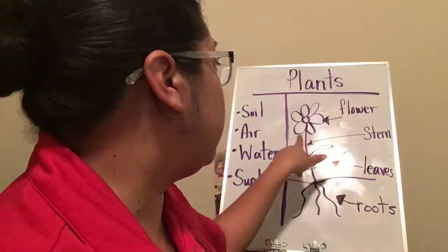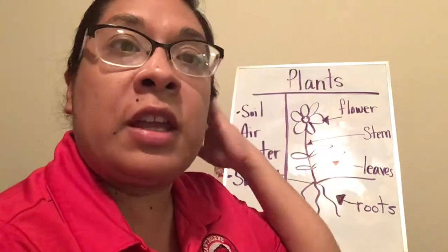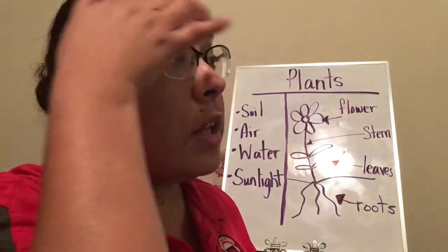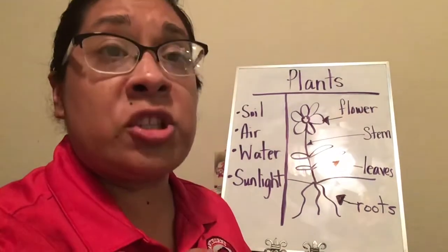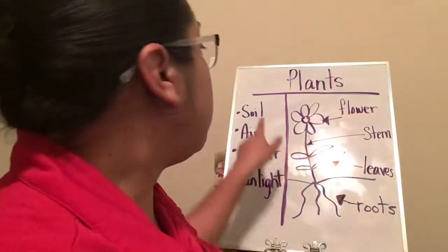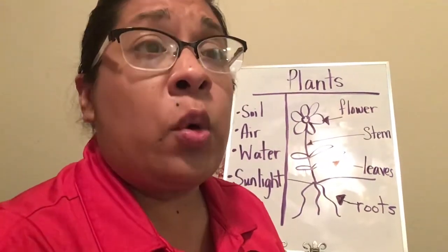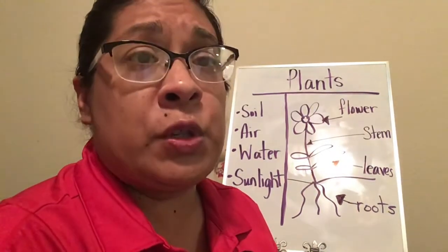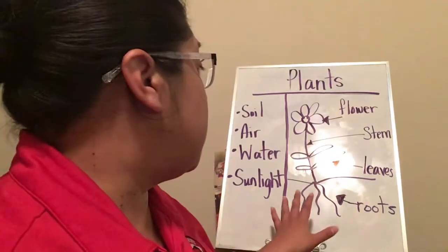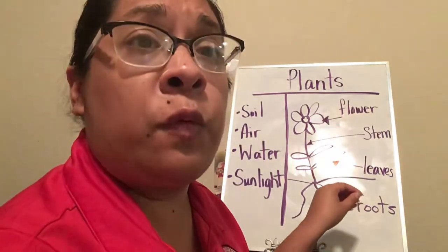Another thing that plants need is air. Now, the type of air is carbon dioxide. Okay? Carbon dioxide is what we actually breathe out, and that helps the plants grow and the soil. Okay? Now, another thing you need to know is a plant is what we call a producer because it produces its own food. It uses all these basic needs to produce its own food.